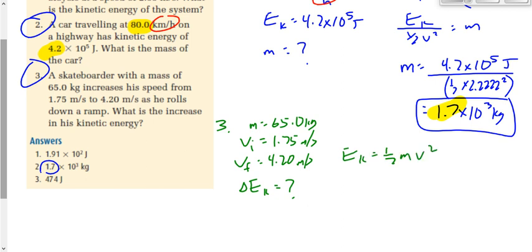EK is equal to 1/2 mv squared. But because we're looking for delta EK, what I want to do is say 1/2 mvf squared minus 1/2 mvi squared. Final minus initial kinetic energy. You can subtract kinetic energies. You can't subtract speeds when you use that equation.